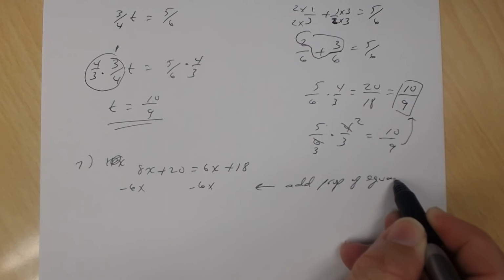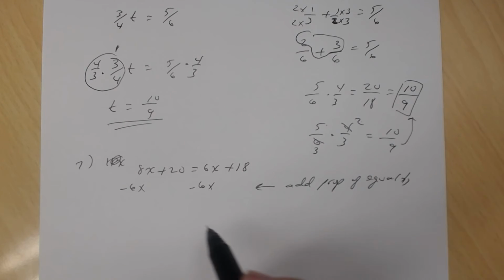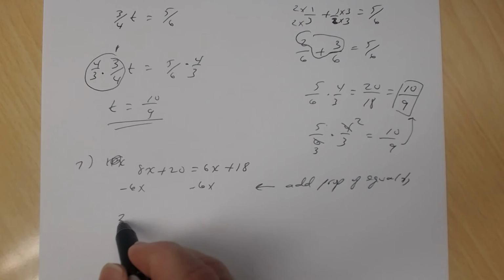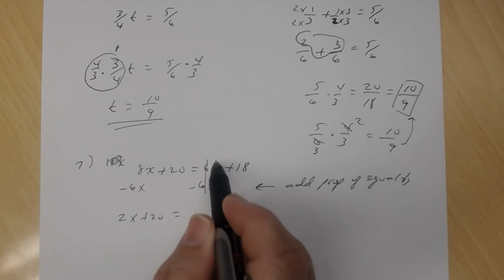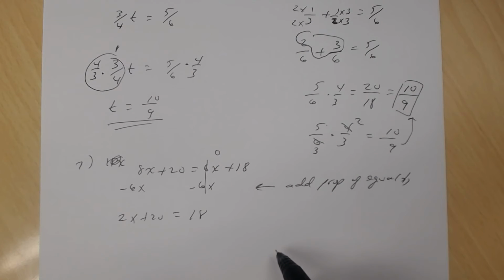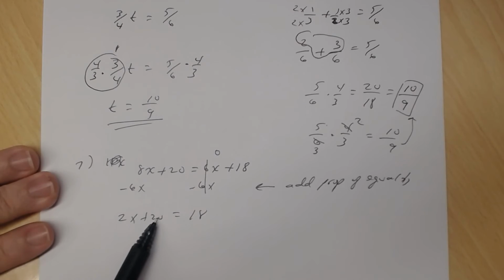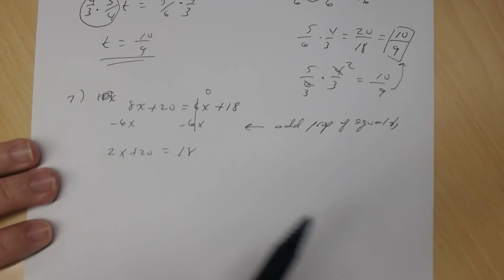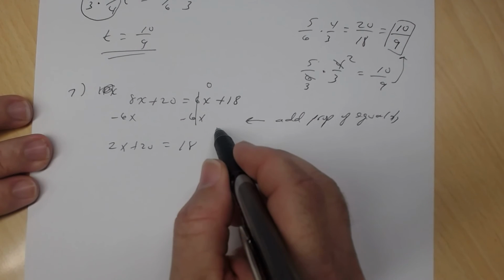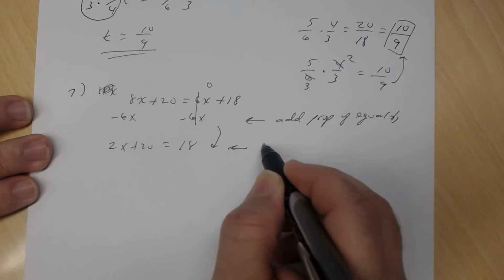Now remember, whenever I use the addition property of equality, the next step is to combine like terms. So 8x minus 6x is 2x, plus 20, equal to 6x minus 6x is 0, 0 plus 18 is 18. And by the way, to go from here to here, we combined like terms.